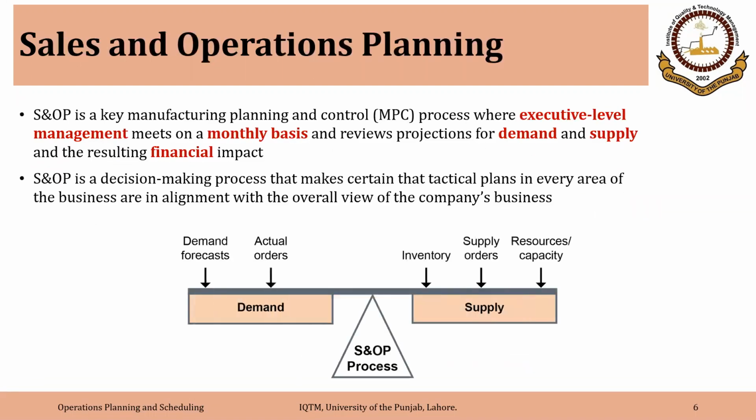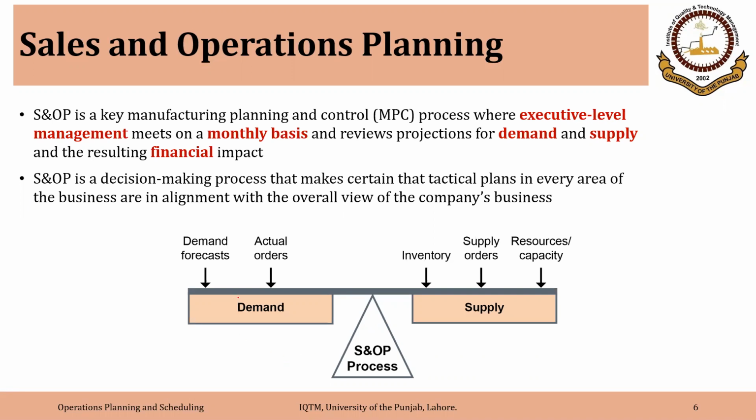So S&OP is a key manufacturing planning and control process where executive level management meets on a monthly basis and reviews projections for demand and supply and the resulting financial impact. S&OP is a decision-making process that makes certain that tactical plans in every area of the business are in alignment with the overall view of the company's business.